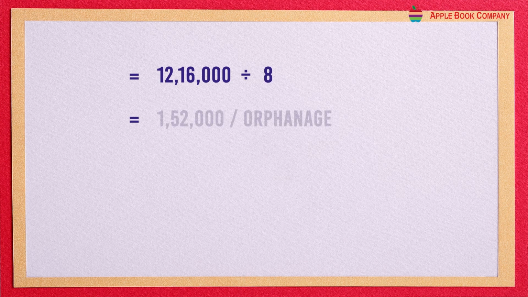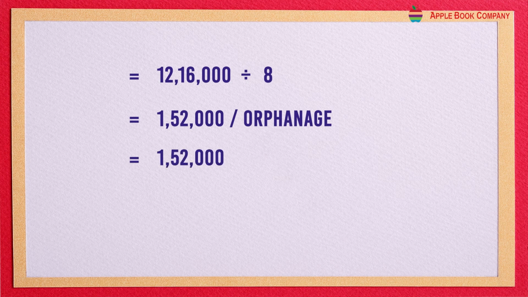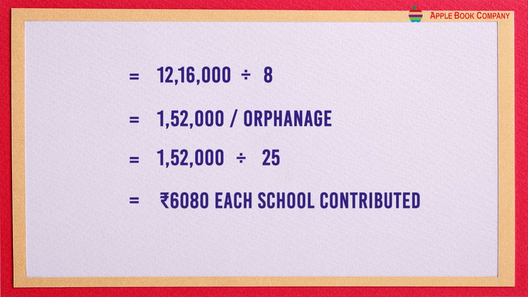So what is it that we have to do here? What was the total amount? 12,16,000. So divide that by 8 orphanages and you will get 1,52,000. Now that is the money that each orphanage received. Now what value is shown by school children here? So there are 25 schools and here we don't know how many children there are. So we will divide 1,52,000 by 25 so that we can understand that each school has contributed 6080 rupees to the fund.